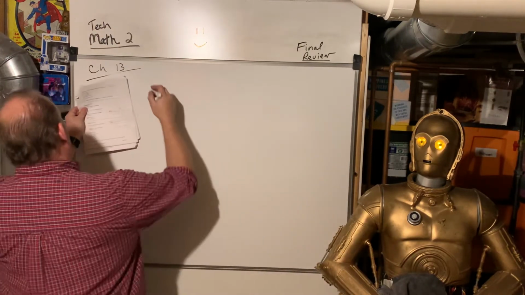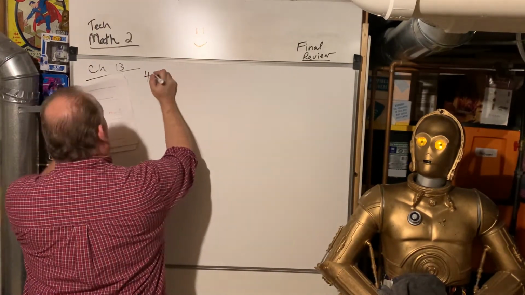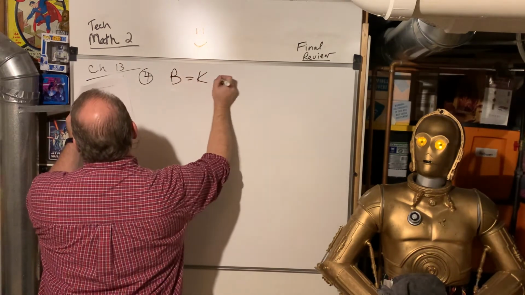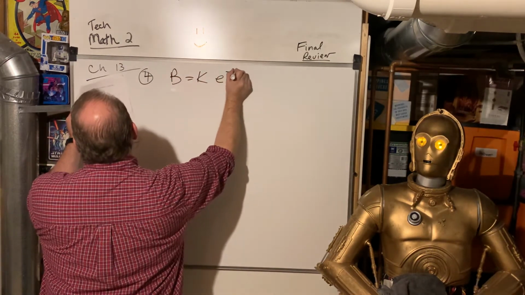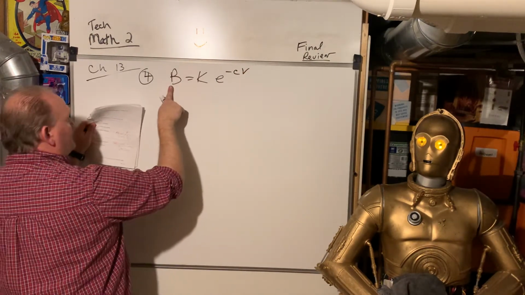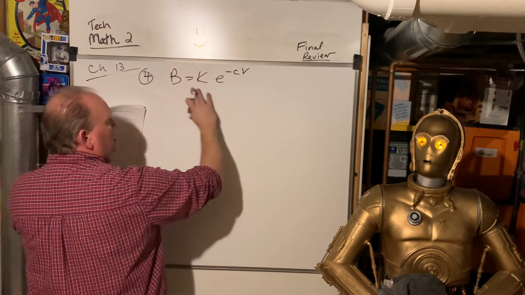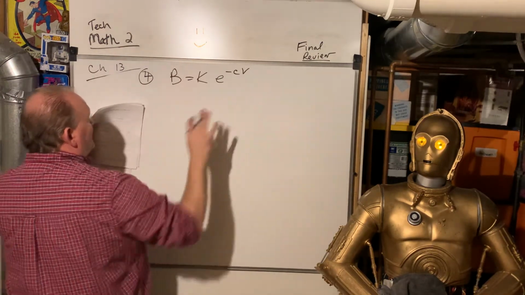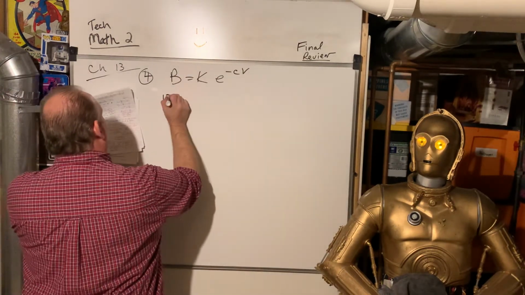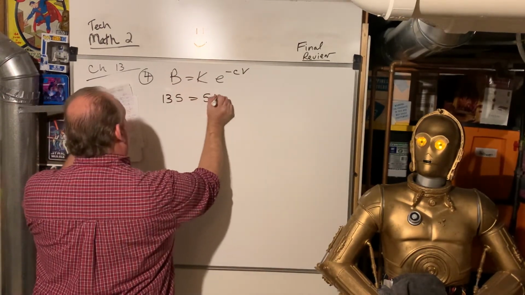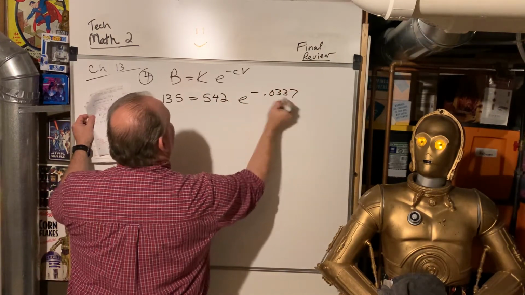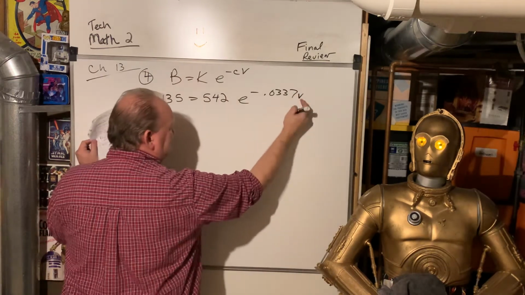All right, so it is like number 4 on chapter 13 here. B is equal to k e to the negative cv power, but then they don't tell us to just find b. If they just told us to find b, it would be back like on the first page, and you just plug and chug. This is a little more difficult than that because they gave us the 135, they gave us the 542. They didn't give us v. Ugh, that's up there.